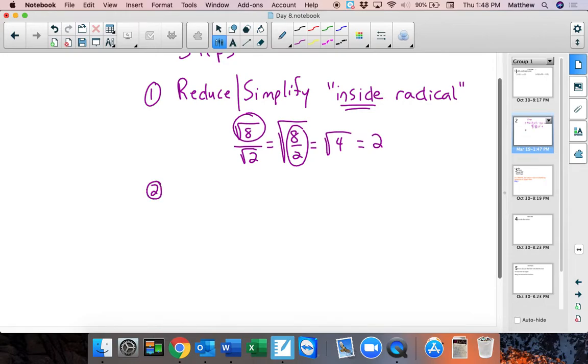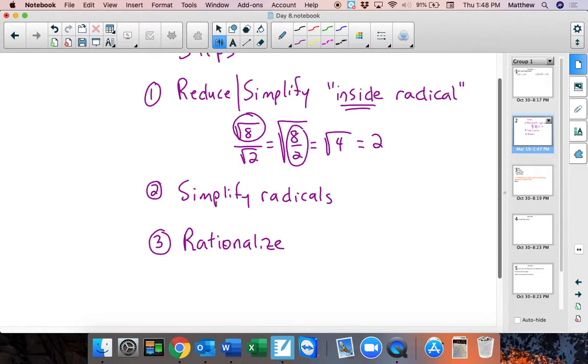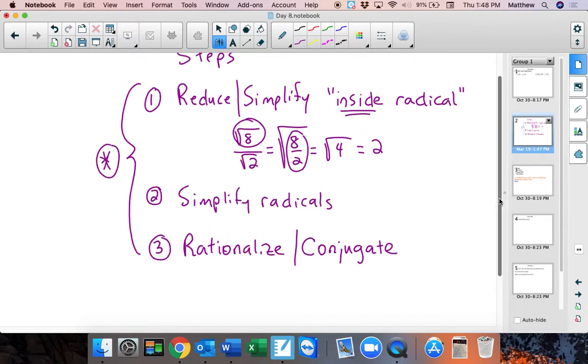Number 2, after we've done all that, then we make sure that we simplify radicals. And then the other term that we have learned, whether we need to rationalize if there's one radical in the denominator, or conjugate if there's 2 terms and one of them is a radical, we can do that. So I think having these 3 steps may help you. Maybe write that down in your notes if you want to hit pause.